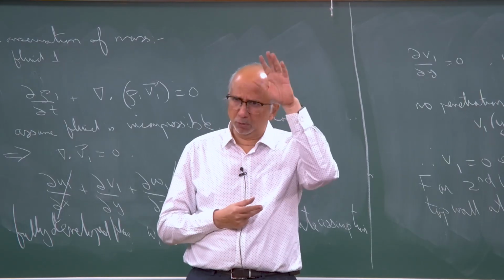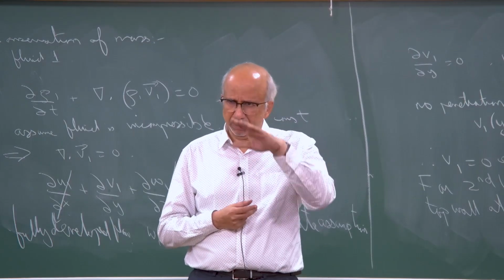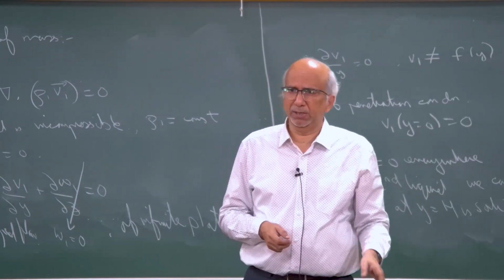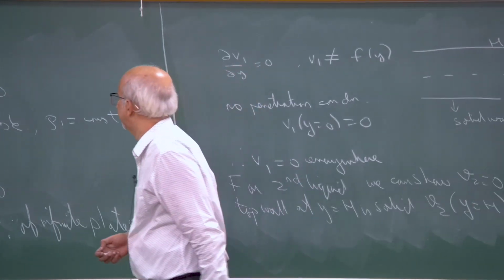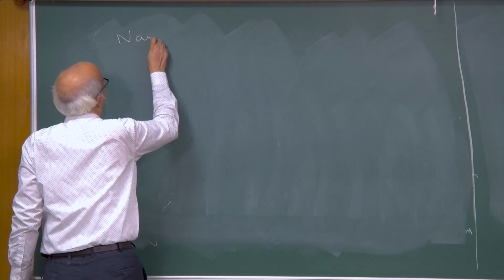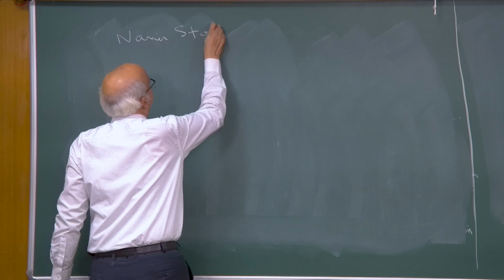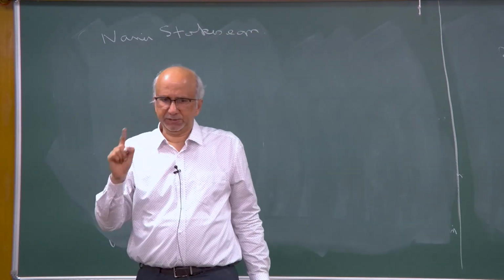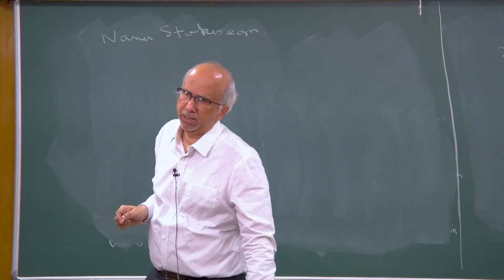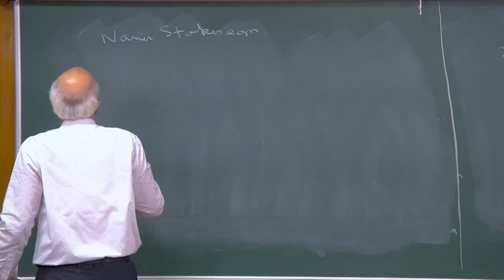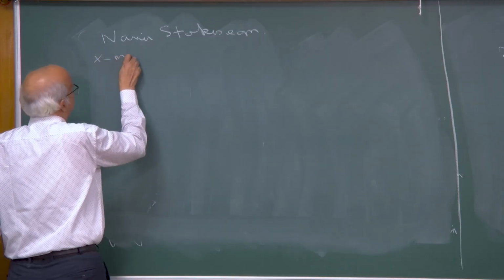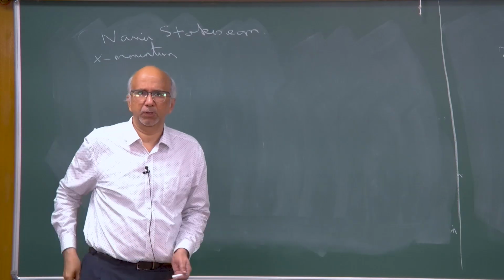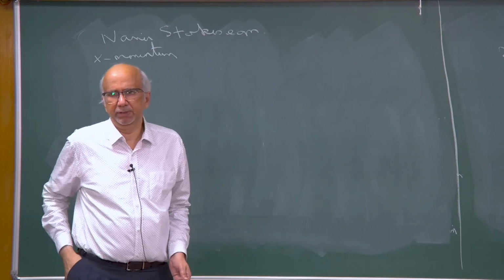Now, we have to find out how the velocity changes in the y direction. For that we need to go to the momentum balance, and that is what we will do. You are used to the Navier-Stokes equation, and again we are looking at a momentum balance. The interesting one is the x momentum, because the flow is in the x direction.